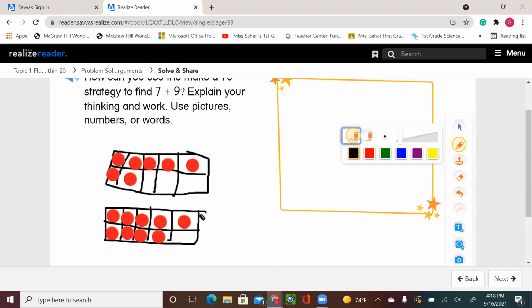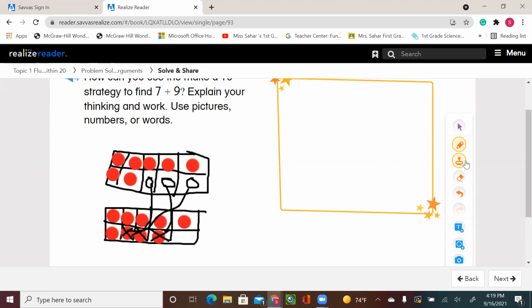So I'm gonna cross them from here because I'm gonna move them up. So these, the 3 counters that I crossed, I'm gonna move them here. And now I have 10. And then the second frame, it's not 9 anymore. 1, 2, 3, 4, 5, 6.